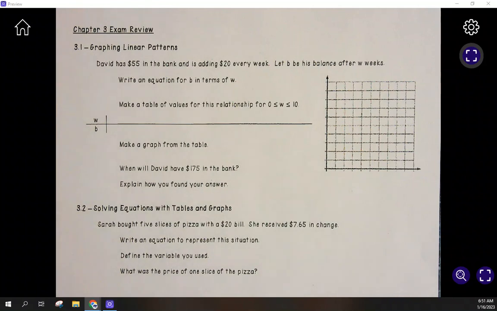This is Algebra 1's exam review for Chapter 3. So in Chapter 3, we really started diving into solving equations, showing checks. But right here in 3.1, we were just kind of starting to look at how these equations can be related to a real-world situation, and how we can represent that with tables and graphs. And then we got into actually solving them.